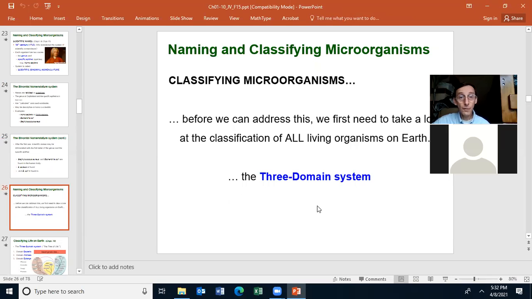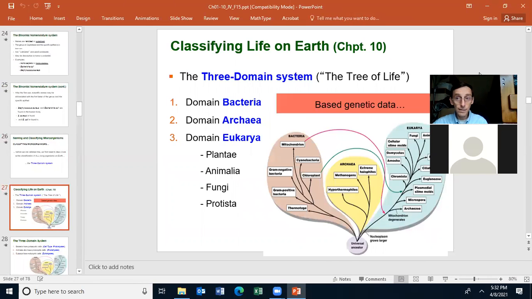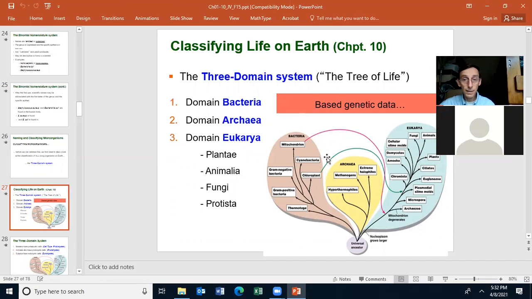All right, so before we talk a little bit further about the classifying of microorganisms, we need to address how we group organisms, and this is the classification of all living things on the planet Earth. The first division or classification is called the three-domain system. So all living things are divided into one of three domains. The three domains are the domain Bacteria, the domain Archaea, also called the archaebacteria, and then the domain Eukarya.